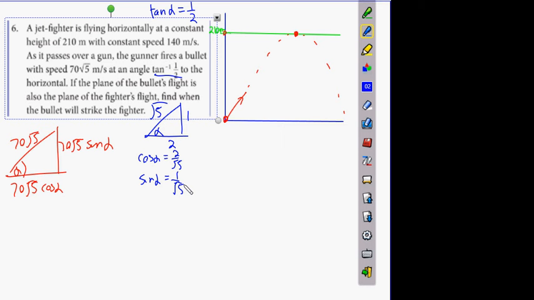Replacing these values in for cos alpha and sin alpha. When you replace sin alpha, it's going to divide the √5 and multiply by 1, so you're just left with 70 going up. And when you replace cos alpha with 2/√5, what you get is 140. Good with that? So it's 140 across and 70 upwards.